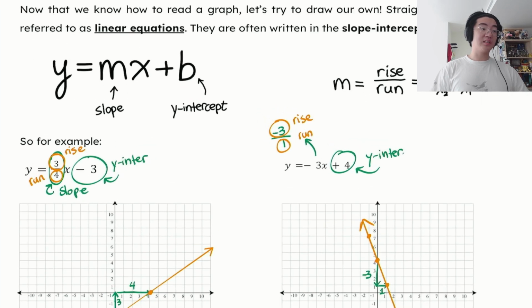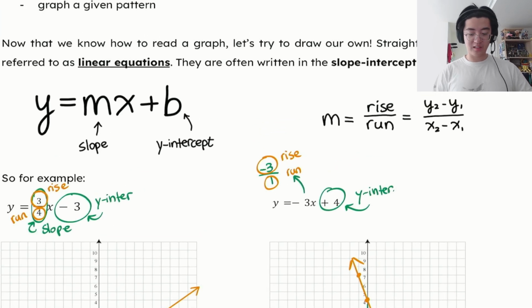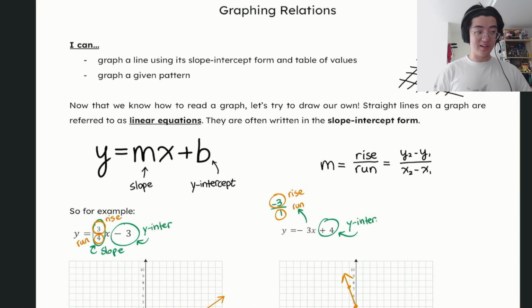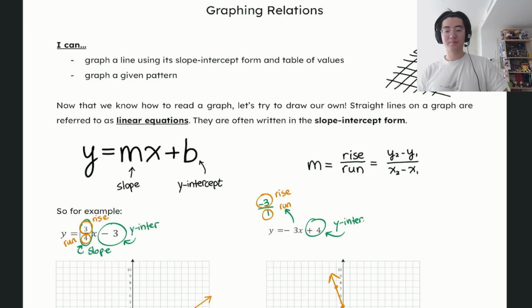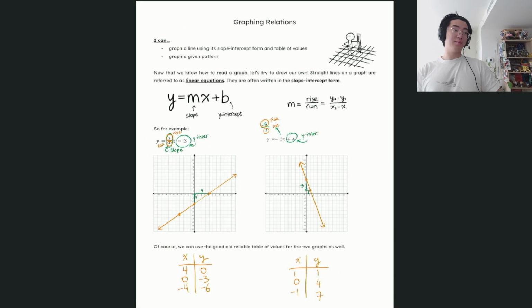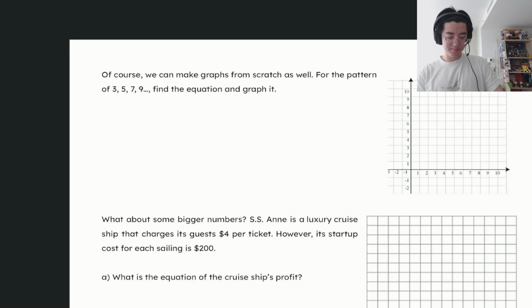But I encourage y'all to try to get used to the slope-intercept form. Because again, it's a lot faster. We just need the y-intercept point, and the second point was the rise and run. So with our slope-intercept form, we can pretty much graph almost anything we want.